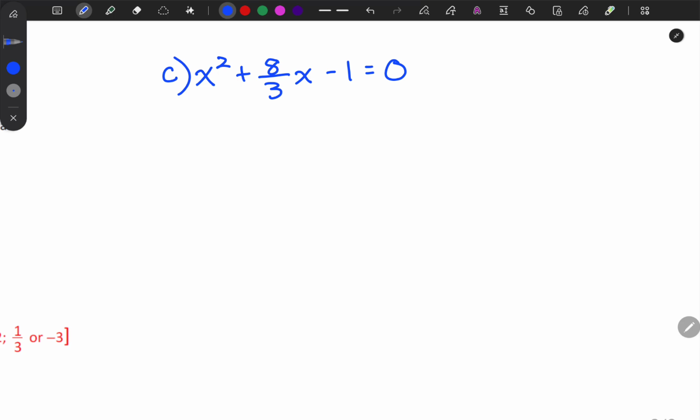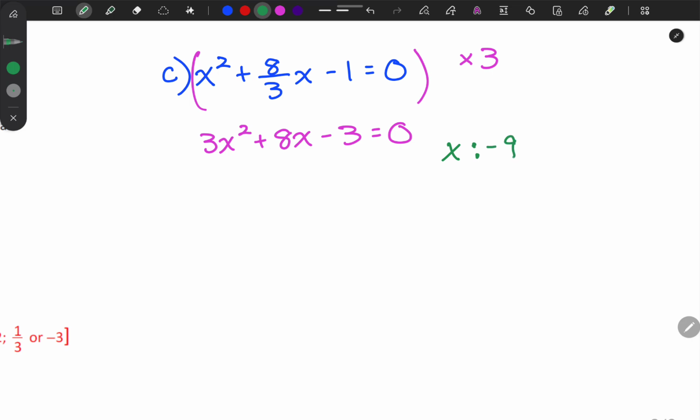So I notice I have a 3 in the denominator. What I can do is I can multiply the entire equation by 3 as long as I do it on both sides of the equation. And that won't actually affect the right side because 0 times 3 is still 0. But that gives me 3x squared plus 8x minus 3 equals 0, which may be a little bit easier to factor as it doesn't have a fraction. We can use the box method again.